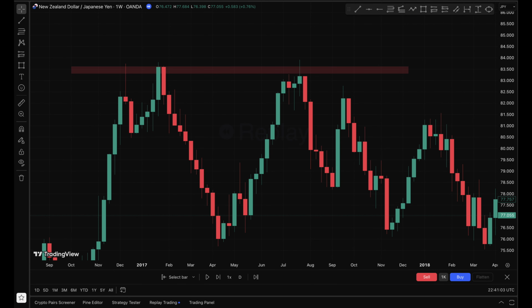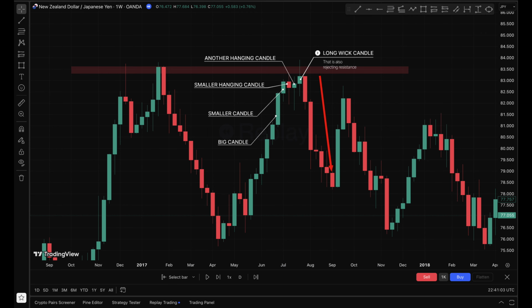Let's jump to another example. Here's the New Zealand dollar, Japanese yen. As you can see, we have a double top here before price tanked down, making this a key level of resistance. Now, as price approaches this level again, look at how the candles start acting. A big candle, followed by a smaller candle, followed by a smaller red hanging candle, another hanging candle, and then a candle where the wick is rejecting this level of resistance before price drops. Another great trade opportunity.